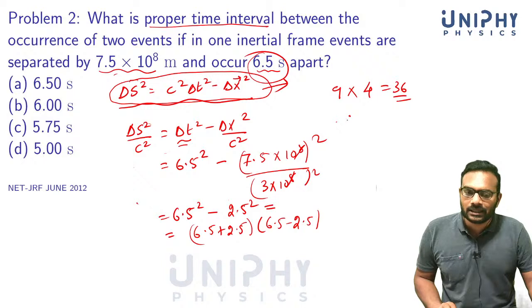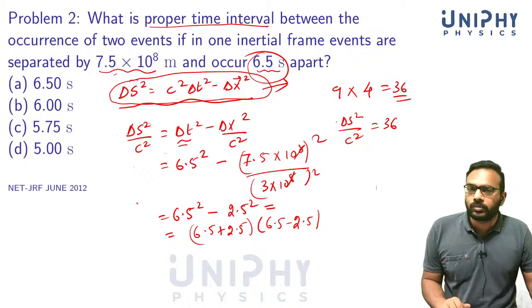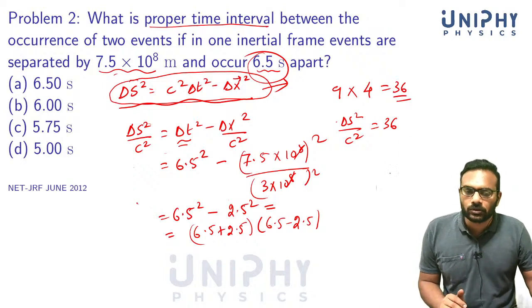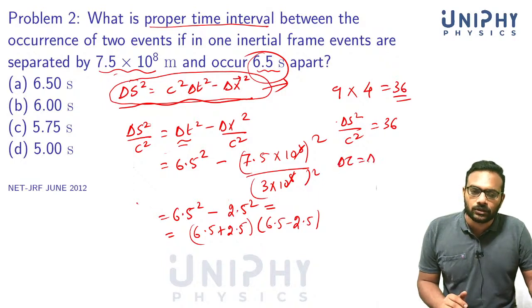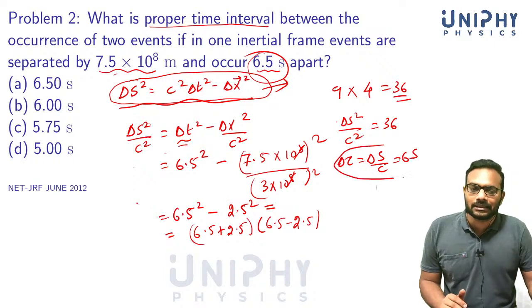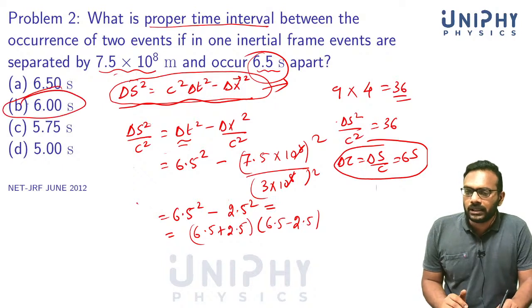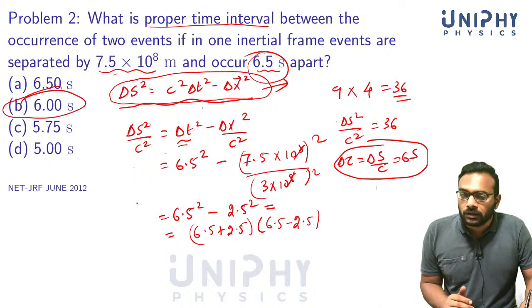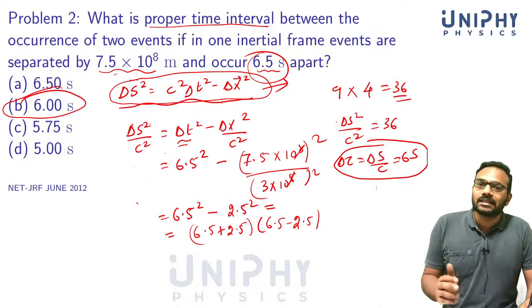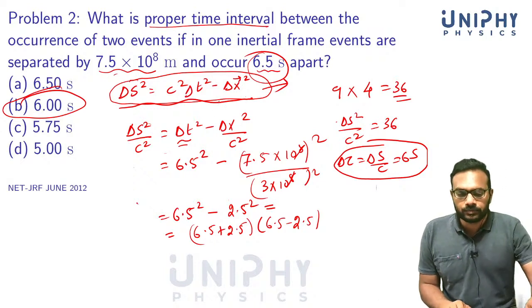What is 36? This is delta s square by c square, which is 36. We know that the square root of this is the proper time, as I just showed. So the square root of this gives delta tau equal to delta s by c, which is 6 seconds. That's the correct answer, option B. Quite a simple problem if you know this expression and its relation to proper time.